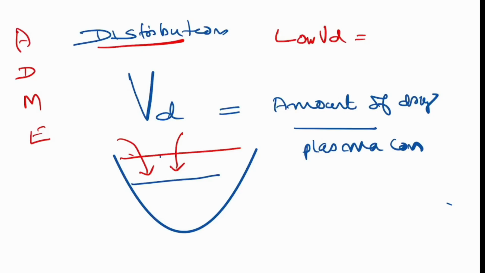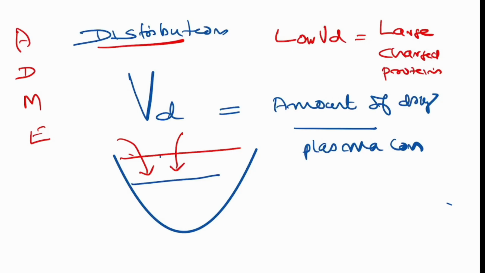When will it occur? The particles are large particles, highly charged particles, protein bound. That is why I already mentioned that the distribution of the drug depends upon the size of the particle, the charge of the particle, and whether it's protein bound also.